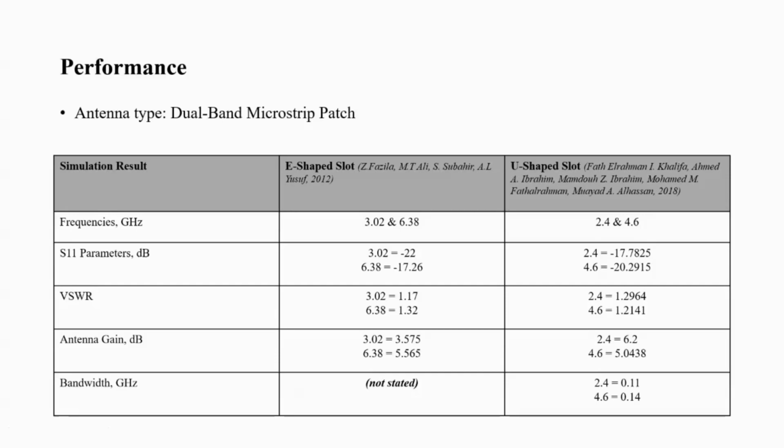For the U-shape slot, they are using 2.4 and 4.6 GHz frequency bands. The S11 parameters they get are negative 70 and negative 20, VSWR around 1.2964 and 1.2141, antenna gain of 6.2 and 5.0438, and in the bandwidth they mention you get 0.11 GHz and 0.14 GHz. So from this comparison between the provided article and the related article that I found, I can assume that the U-shape slot performs better compared to the E-shape slot based on the S11 parameters and the bandwidth, also with the antenna gain.